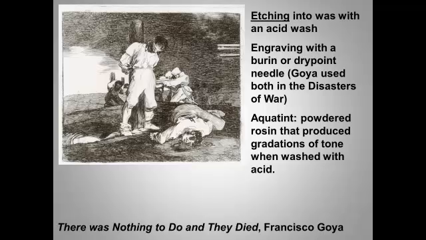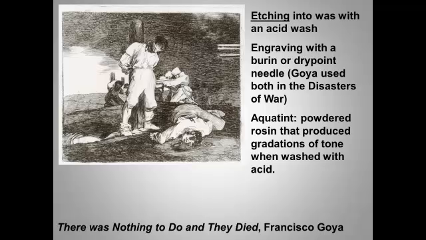a similar soft substance on a metal plate and then pours on acid to eat into the areas that have been uncovered. Etched lines are clean because the acid removes exactly those parts of the plate where the ground has been scratched away. But Goya combined etching with 2 other techniques, one old, one innovative.